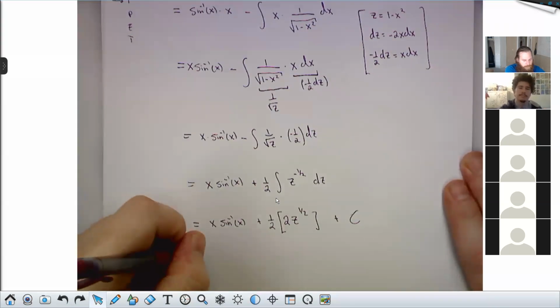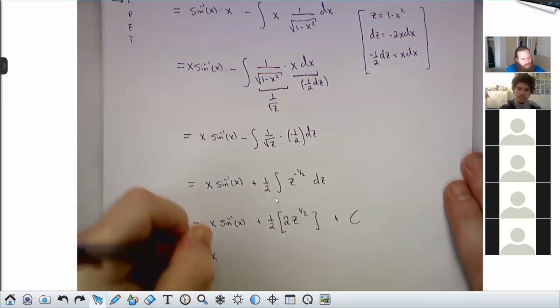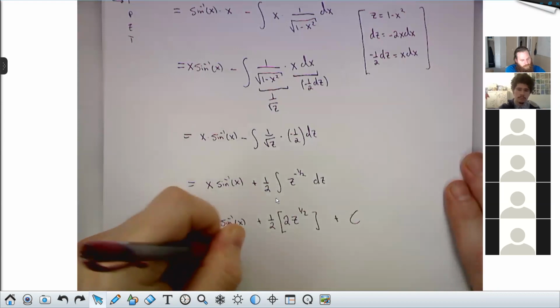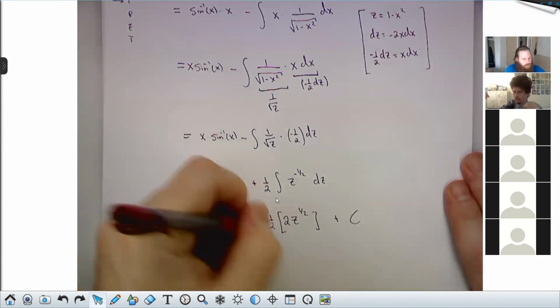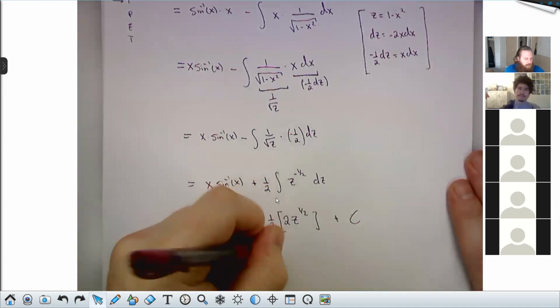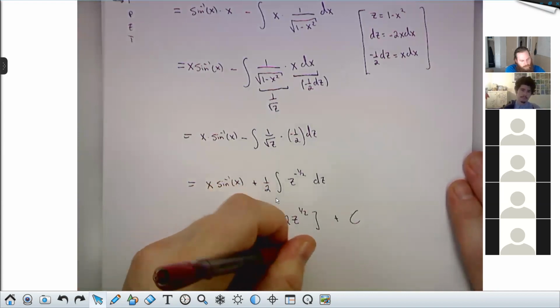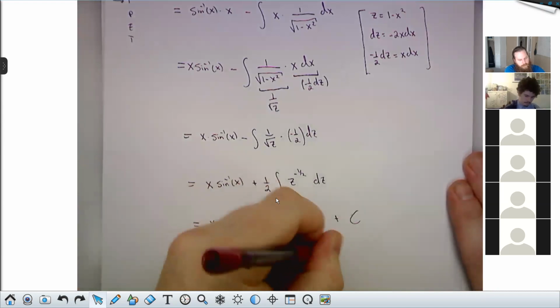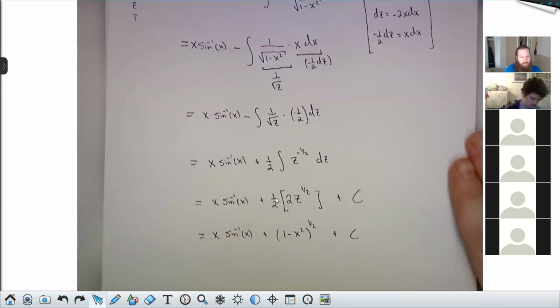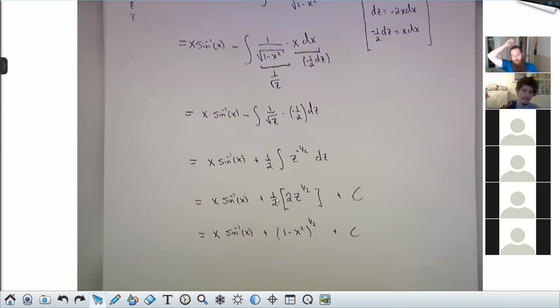And now finally go back to the original variable. So you get x sine inverse of x. The 2's and the 1/2's cancel, plus parentheses 1 minus x squared to the 1/2 power plus c. And that's it.